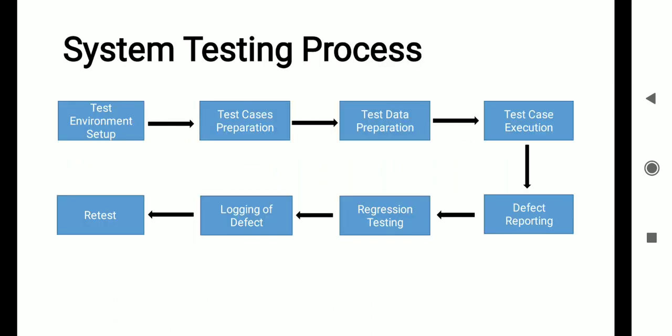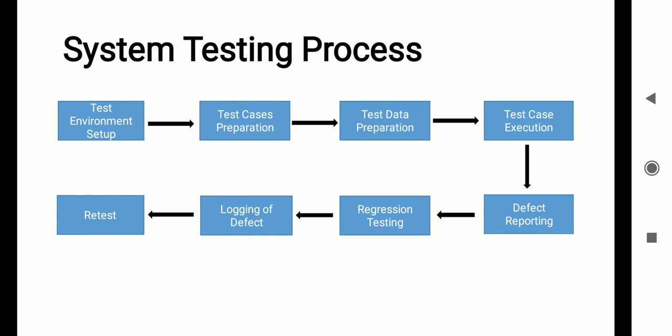So here is the process as it goes. First of all, the test environment setup is there, then the test case preparation, then the test data is prepared. Then there will be an input, that is test case execution. After it, there will be defect reporting; there will be bugs and defects that come in the process. Then regression testing will be performed, then logging of defects will be done. In the end, retesting will be performed when the fixing has been done by the developer. So you will receive a build and then the retesting will be performed.